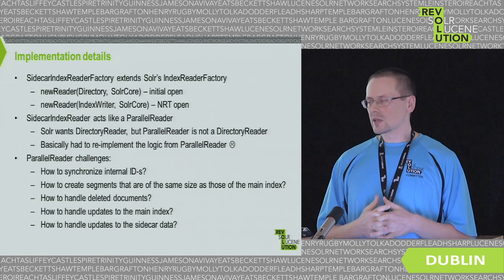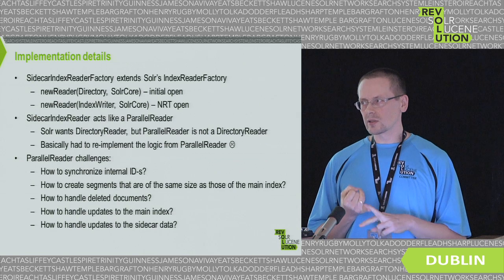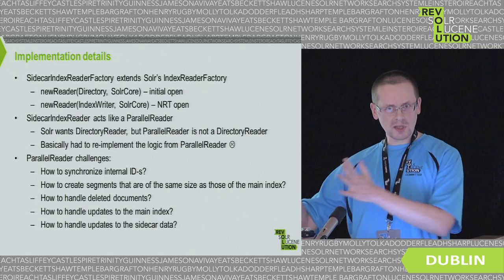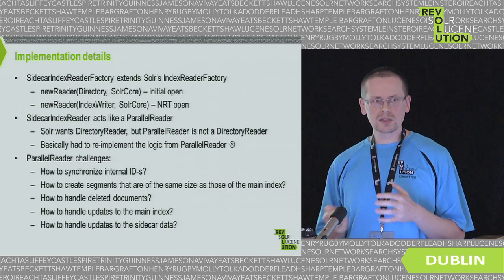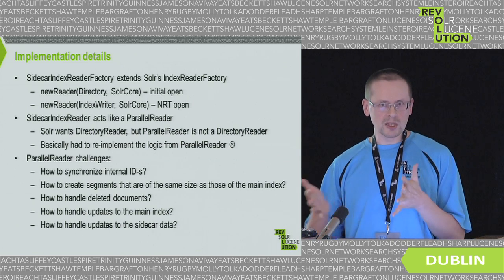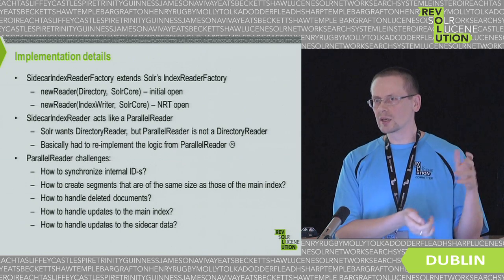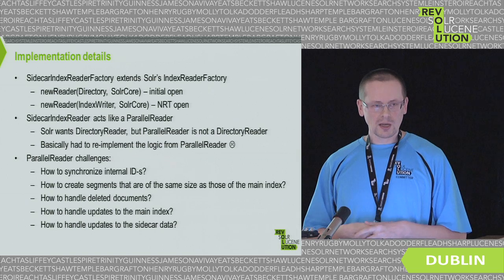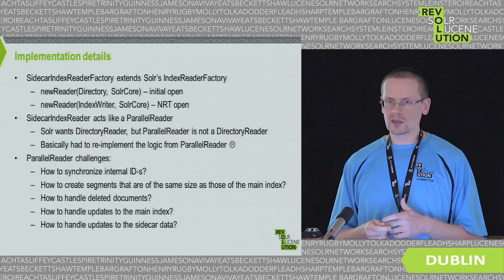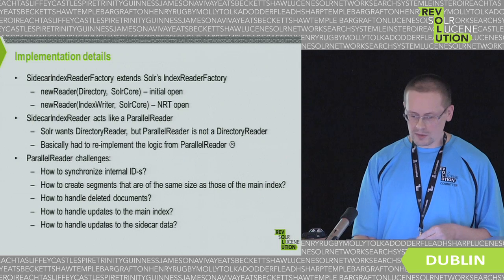So how do we address these several challenges, right? First of all, we have to synchronize the internal IDs of documents between these two indexes. Then we have to shape this parallel index so that its internal composition follows closely, or actually is identical to, the shape of the main index: the number of segments, the number of docs per segment, etc. Then there is how to handle deleted documents, how to handle updates and merges in the main index, and how to handle updates to the sidecar collection. So let's take a look at this.